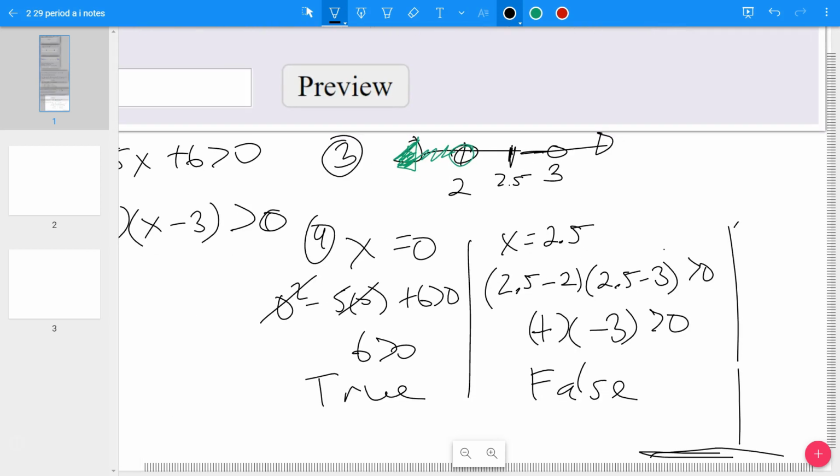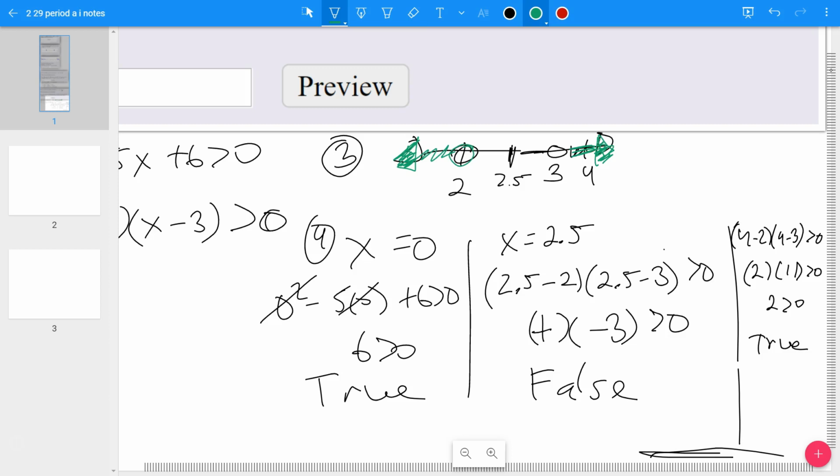Let's do one more on the side. I'm going to choose 4 as my test value and plug it into the inequality. So I'm going to use 4 minus 2, and then 4 minus 3. Is that greater than 0? Well, 4 minus 2 is 2, and 4 minus 3 is 1. 2 times 1 is 2, which is greater than 0, right? So as you can see, it's true. That means everything to the right of the 3 over here would be shaded like that. Everything is shaded in that direction.